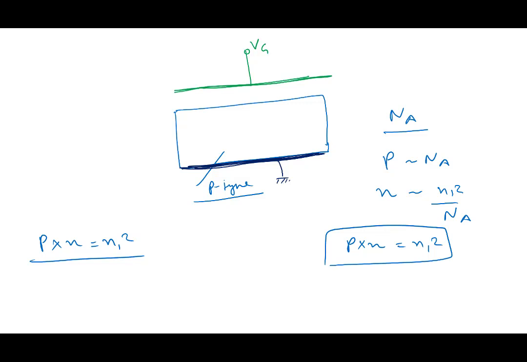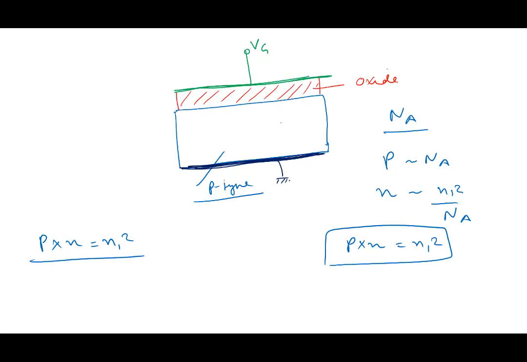The plate doesn't have to hang in the air. We now know what you can do in between: you can put an oxide here, silicon dioxide. So there's a metal, there's an oxide, and there is a semiconductor. MOS. Now, keep this in mind.